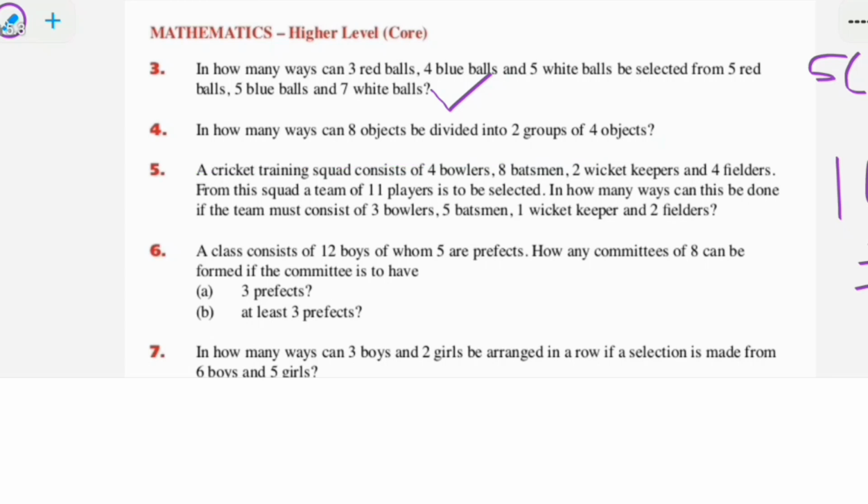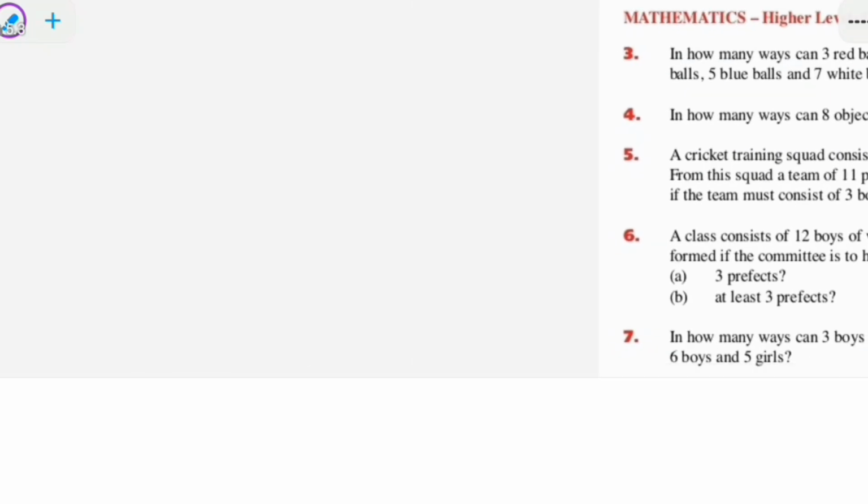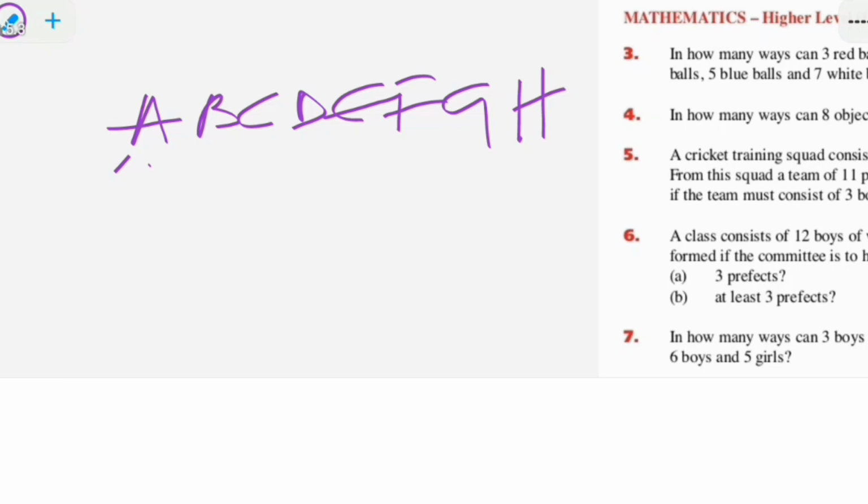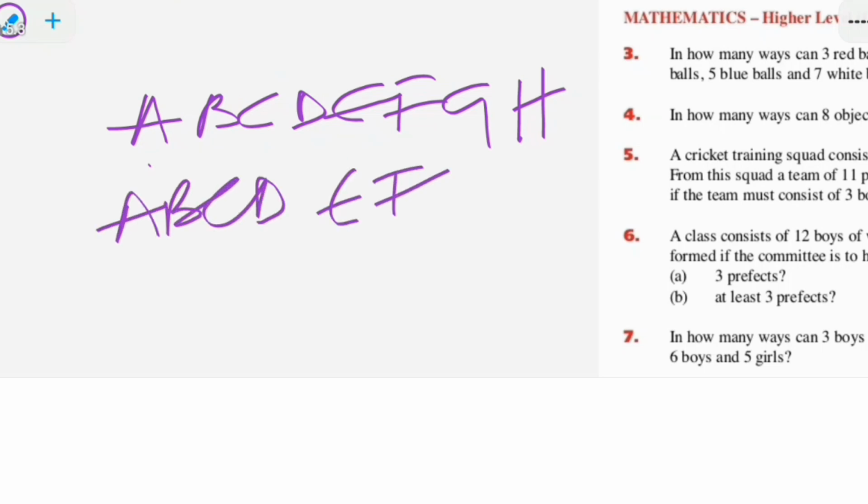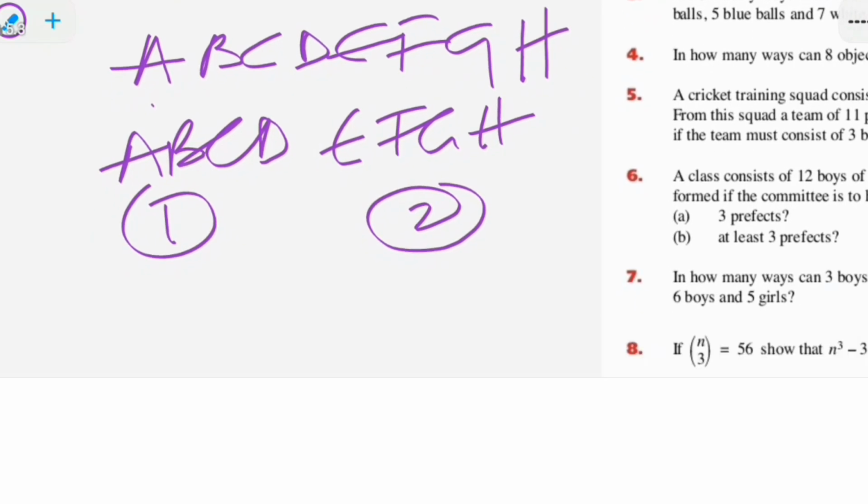So you have 8 objects. You want to split them into 2 groups of 4. So let's assume the objects are A, B, up to H, 1, 2, 3, 4, 5, 6, 7, 8. So it's complete now. You want to split them into a group of 4, something like A, B, C, D, then E, F, G, H. You can see this one group and this another group, and both of them have 4 members each.